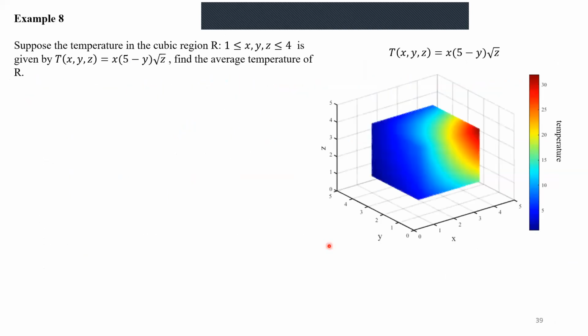And you may still remember that, for example, here, one way to represent the 3-dimensional function is using color. So if I use red to represent the hotter region, and blue to represent the cold region, that is one way that you can visualize a function of 3 variables.